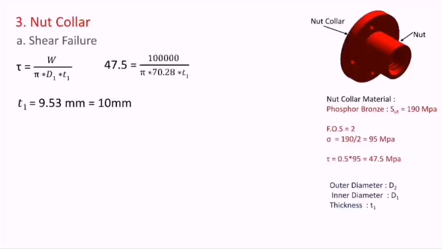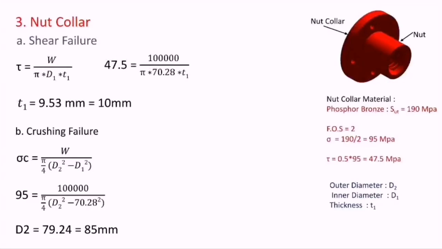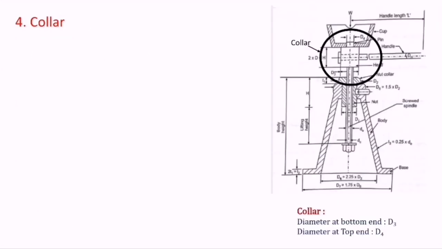Also due to the load at the top, this nut collar will be failed by crushing. So I will write sigma C is equal to W divided by pi by 4 (d2 square minus d1 square), where d2 is the outer diameter and d1 is the inner diameter of the nut collar. On substituting the values, I will get the value of d2 as 79.24 mm, which I can approximately write as 85 mm. Next part to be designed is the collar, as shown in the circular frame marked in the figure.